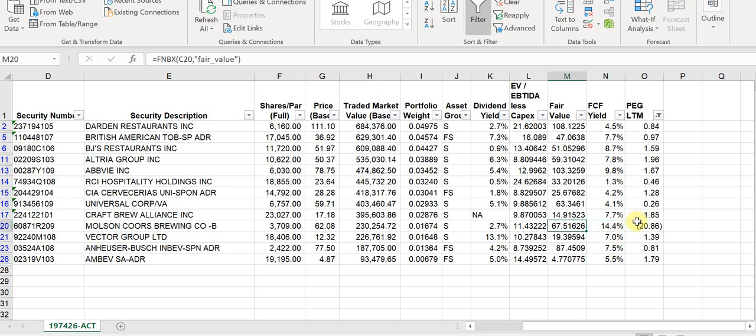Molson Coors, high free cash flow yield, low EV to EBITDA less CapEx. So this looks, even though the PEG ratio, something's wonky there, perhaps they had bad growth historically, and maybe that's turning around going forward. The valuation looks attractive enough for us to continue including this into the holdings here. Fair value at least is higher than the price here on Finbox's estimation.